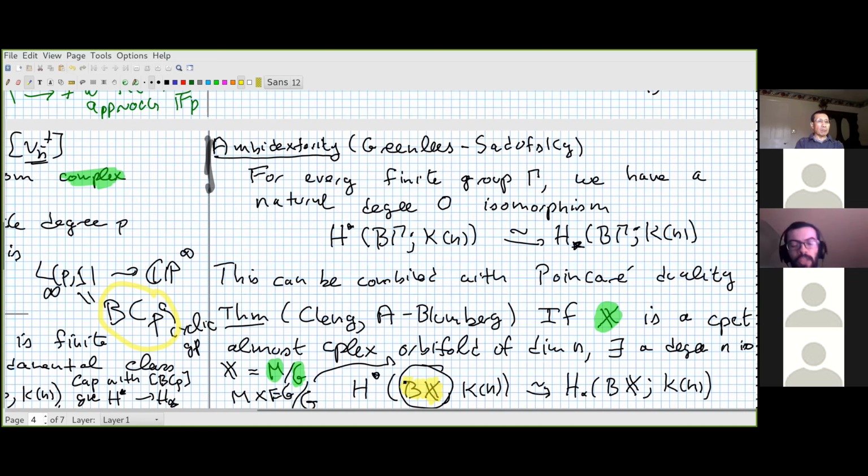So what's the Borel construction? I think it's familiar to people. You take your manifold, you cross it with a free space with a G action, and then you mod out by G. The point of the Borel construction is that it maps down to X with fibers given by these classifying spaces. Let me write that here.